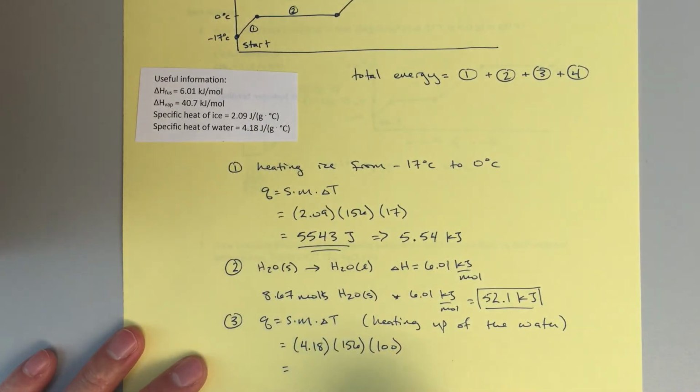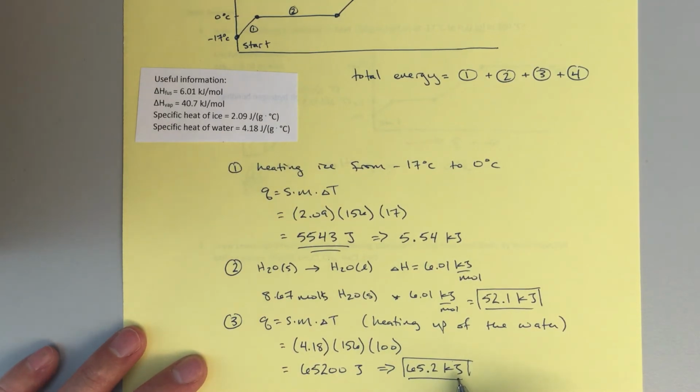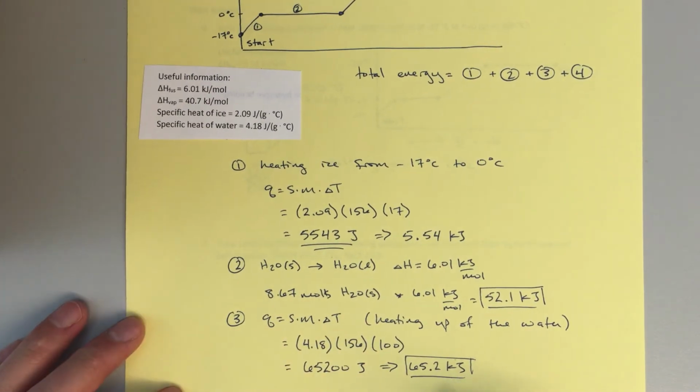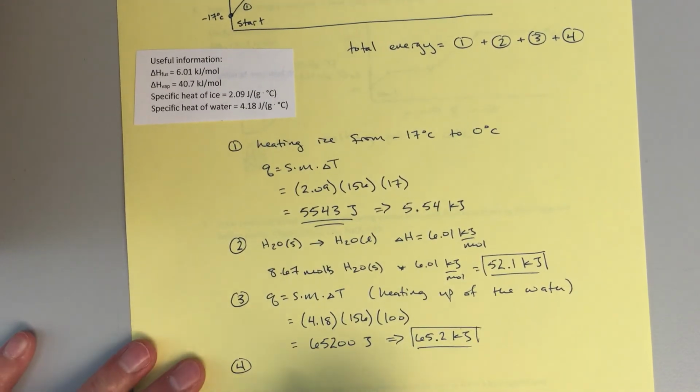So now this energy is going to equal 65,200 joules, right? So 65.2 kilojoules. So this is the energy that will be required to heat up 156 grams of water from 0 degrees up to 100 degrees. The last step, step 4, is going to be my phase change.